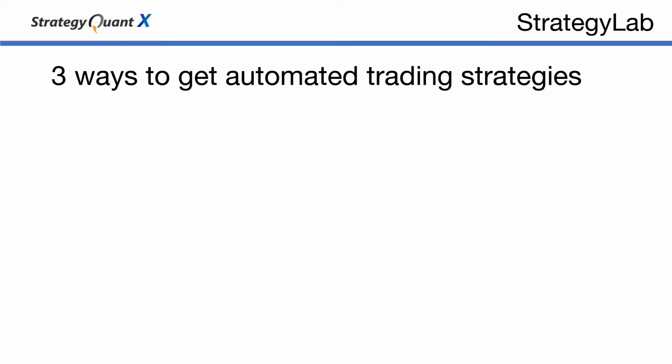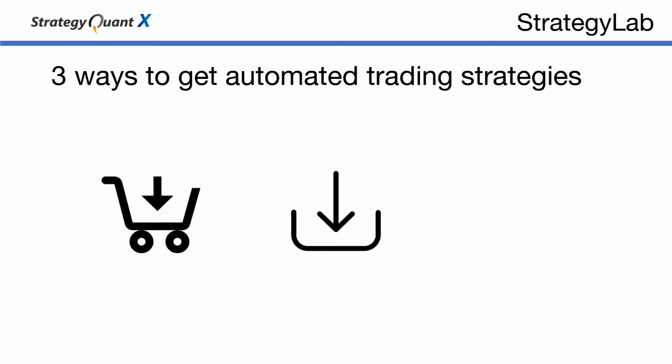Now, let's look at 3 ways on how to get your automated strategies. The first and the most common one is to buy them. The second one is to get them for free from books or forums. The third way is to build them yourself. There are many ways available on how to build strategies. I will discuss them later in upcoming lessons.